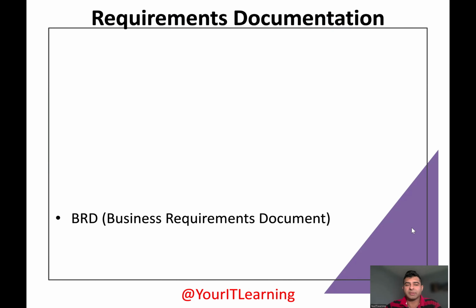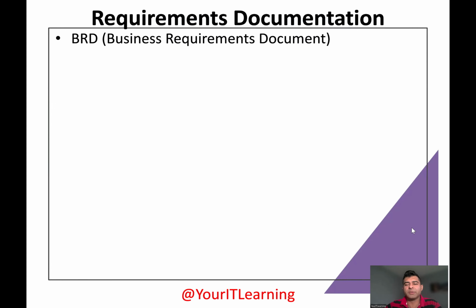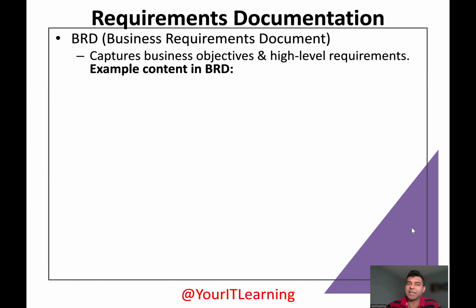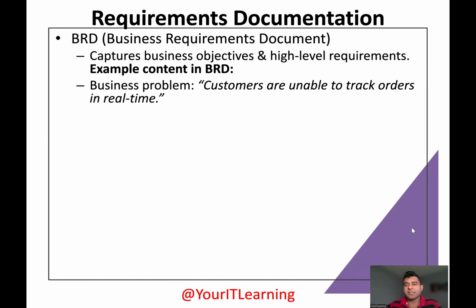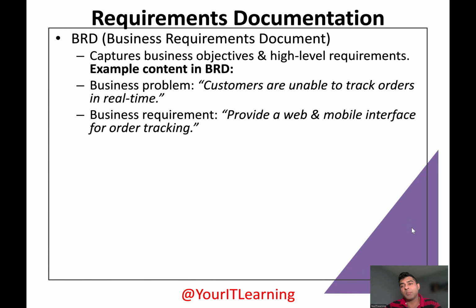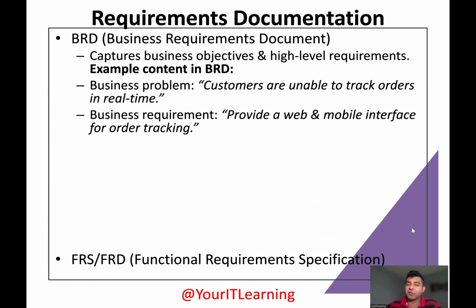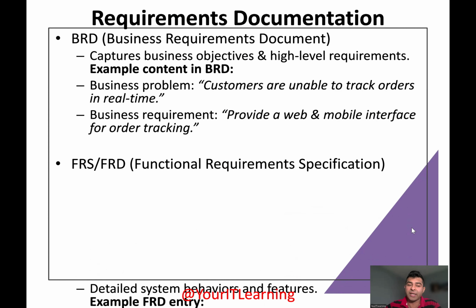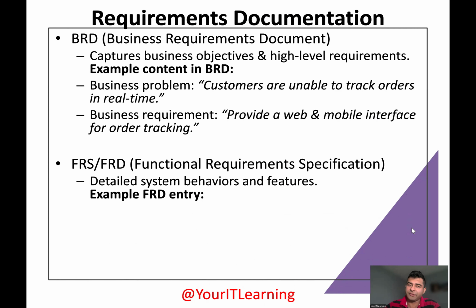Requirement documentation. The first is the business requirement document, which is called the BRD. It captures business objectives and high level requirements. For example, the first will be customers are unable to track orders in real time. The second example will be provide a web and mobile interface for order tracking. The second is the functional requirement specification or FRD. Detailed system behavior and features.